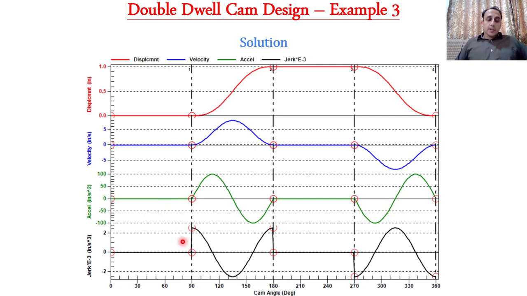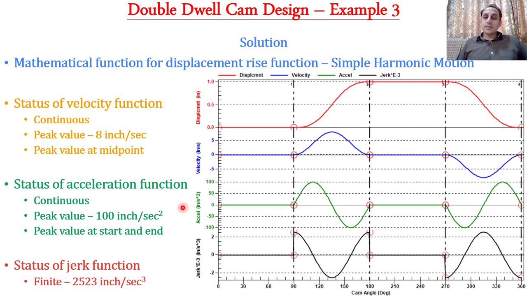So what about the jerk? Jerk is not continuous because there is a discontinuity, but that is finite. So the condition for the jerk function is it should be finite. There is no compulsion of continuity on the jerk function. The only compulsion of the velocity and acceleration functions is that they should be continuous. So all the three conditions are basically fulfilled by this cam design. So we can say that this cam design is acceptable.